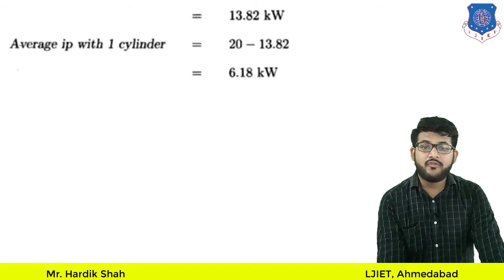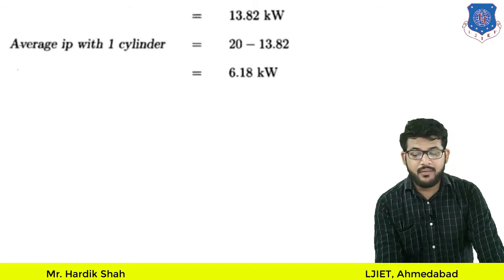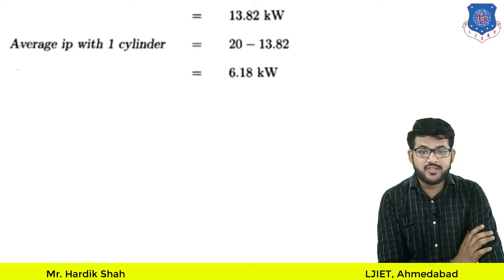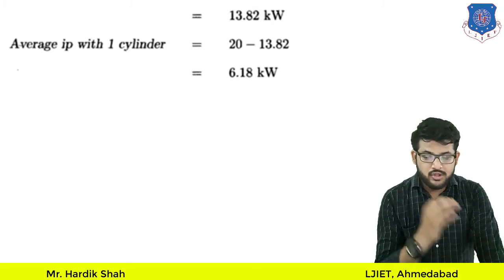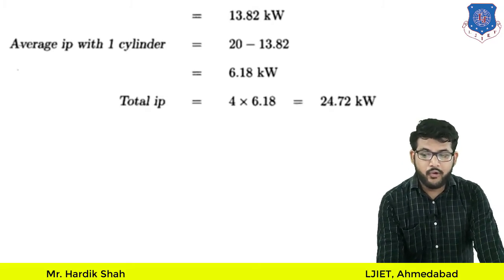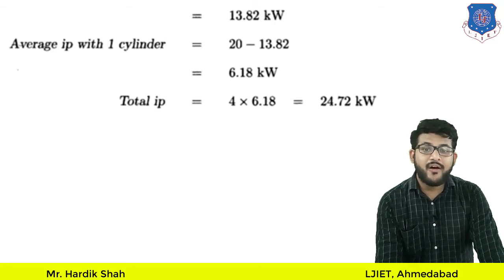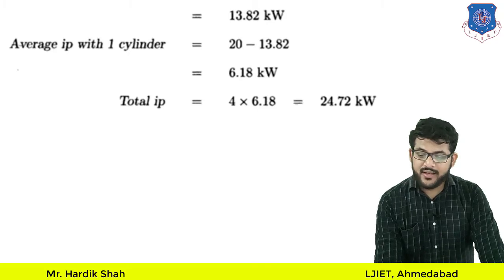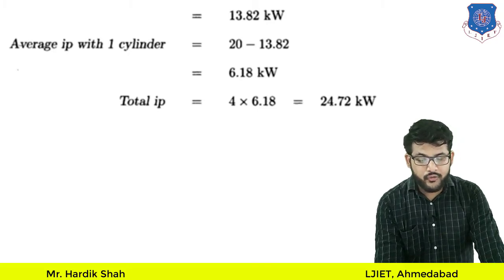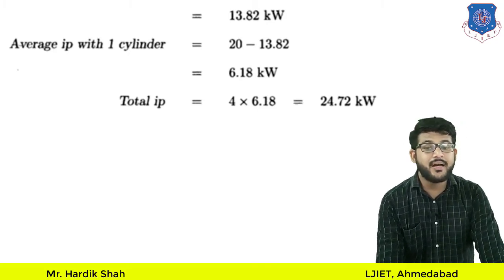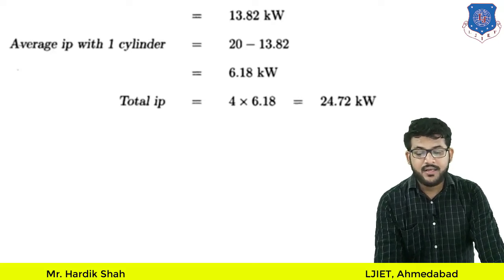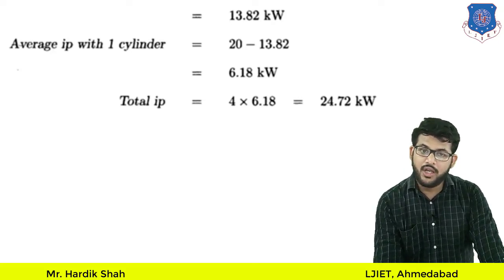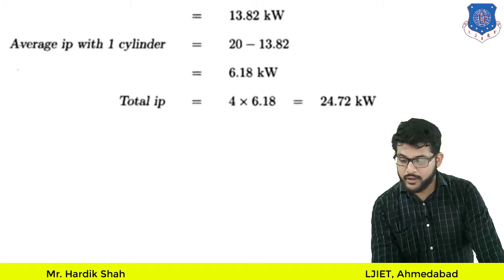So it is actually not exactly frictional power, but you can say it is the conversion of IP. So the total IP will be 4 into 6.18. Now why 4? Because we are given a 4-cylinder engine. So 6.18 into 4 gives us the total indicated power of the engine, that is 24.72 kilowatt. So we have found the total IP.